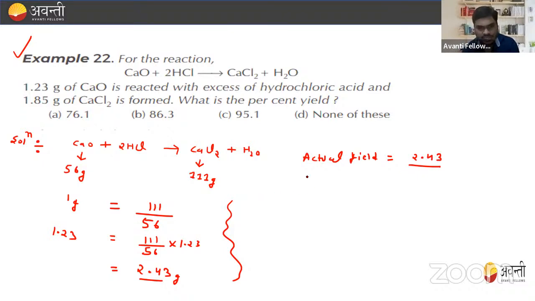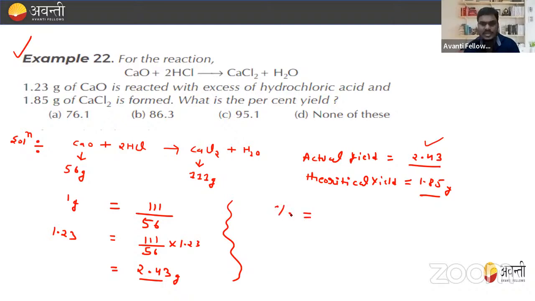Now, what is the theoretical yield? Theoretical yield is already given. It is equal to 1.85 gram. Right, so this is the theoretical yield. It means in this question it was given that this much should be formed, but when we calculated, this much was formed, 2.43. So what is the percentage yield, beta?